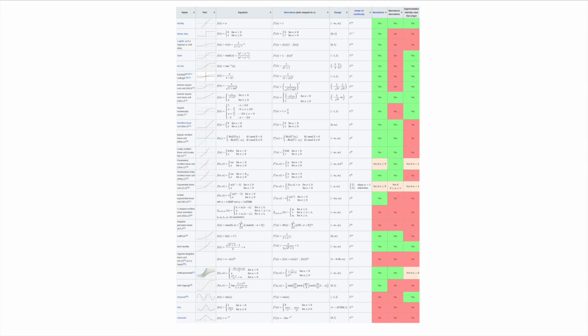So this is the list of activation functions people use. I will talk about a few of the most popular ones in machine learning and deep learning. There are many activation functions used for many purposes, and every activation function has both drawbacks and advantages.